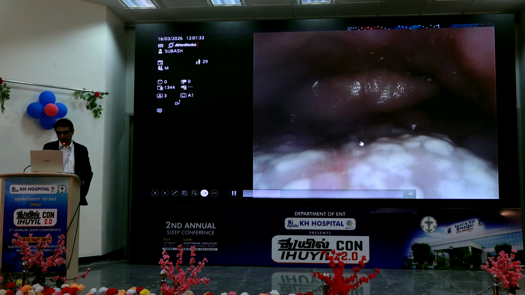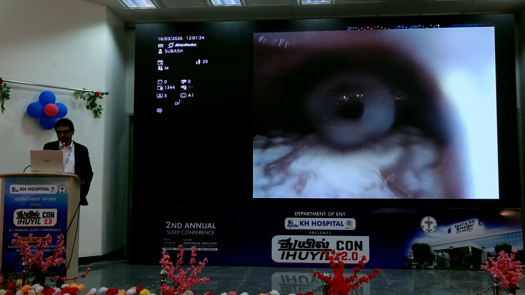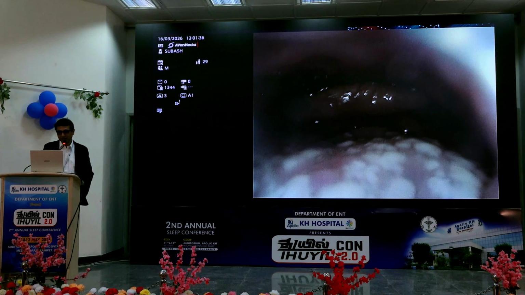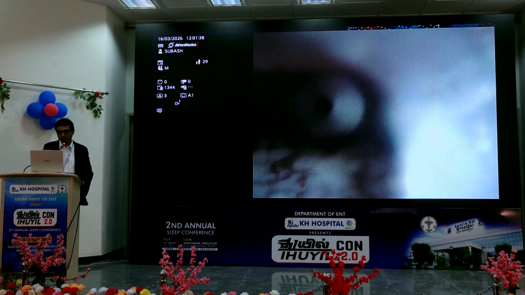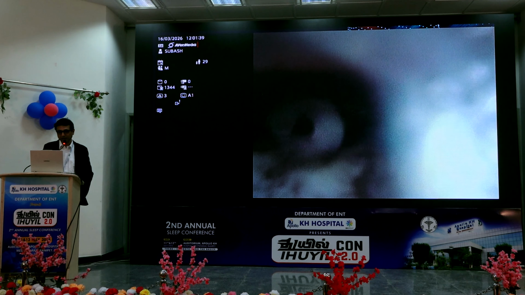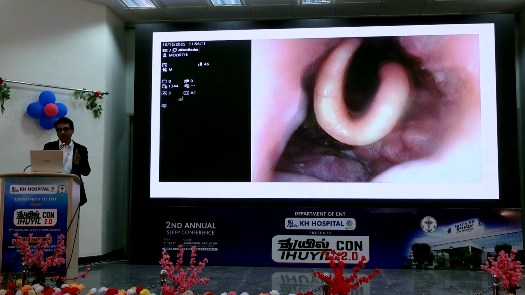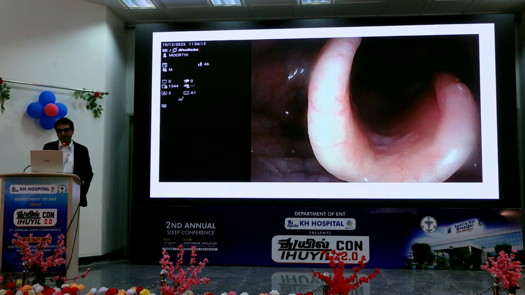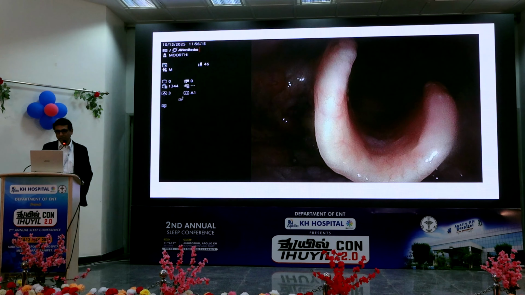As well as the epiglottis itself, it is a little floppy and falling back and closing against the posterior pharyngeal wall. Another case: it is the epiglottis itself, and there is no compression from the lateral side. The epiglottis itself causes the closing. This is a type 3 collapse.